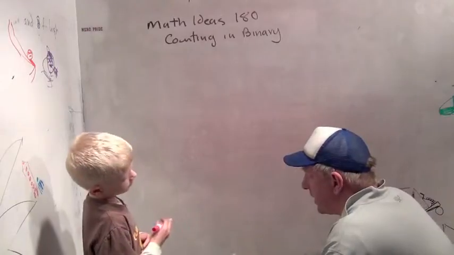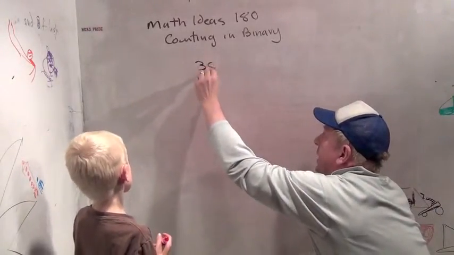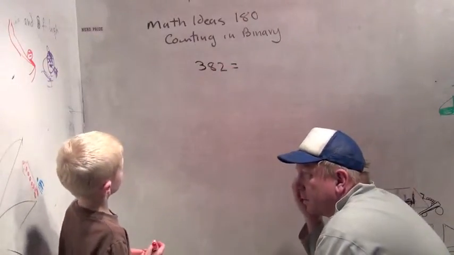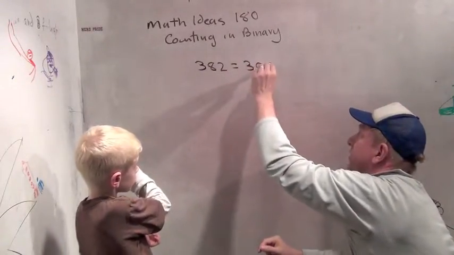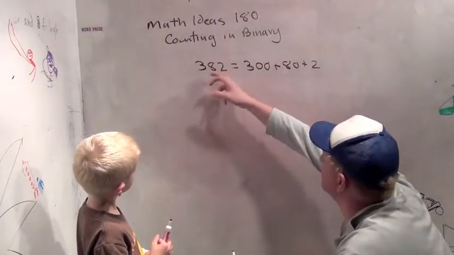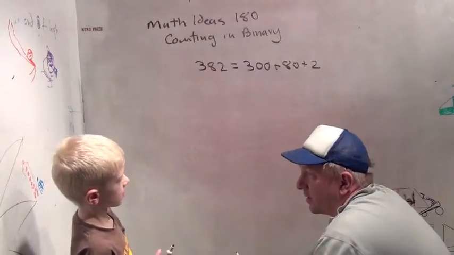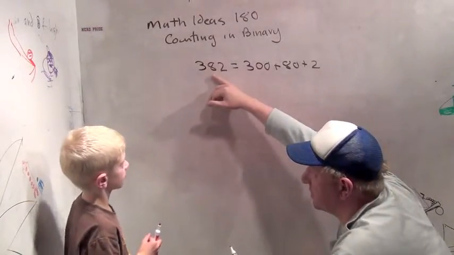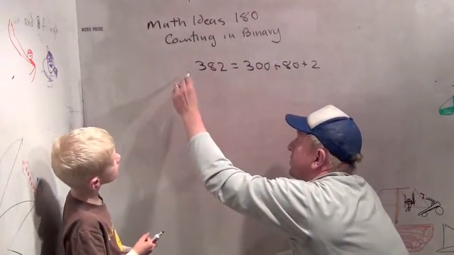So when we write down numbers like 382, do you know what that means? It means like 300 plus 80 plus 2. Very good. This is just shorthand for saying 300 plus 80 plus 2, and the reason we like writing it this way is that writing it all out just takes too long.